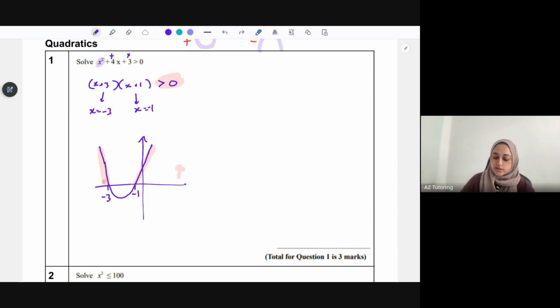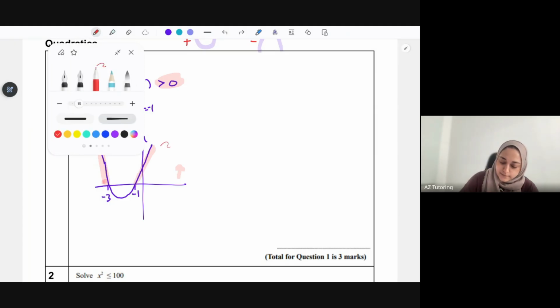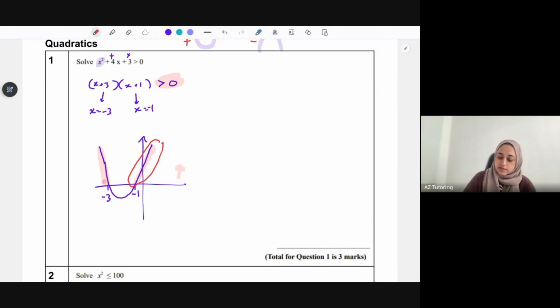So I need an inequality that represents these two sections of the graph. Now remember, this graph is continuing forever outwards. It just continues going up. So what inequalities can I use to represent them? Well, for this one here, I could say that that part of the graph is when x, so this is x, is more than -1. So when x is more than -1, the graph is up here.